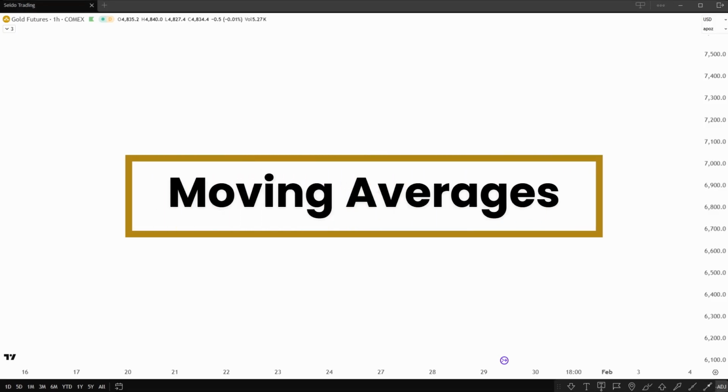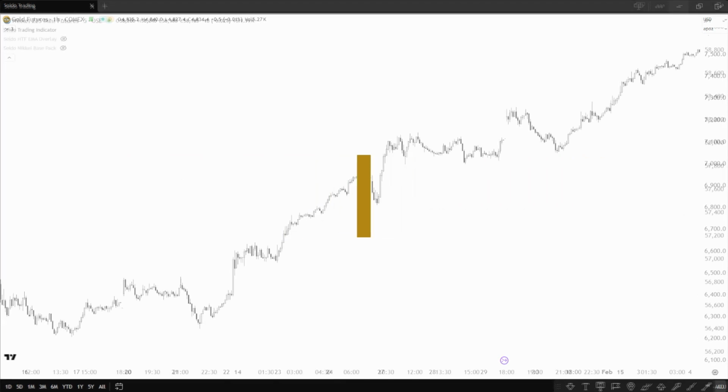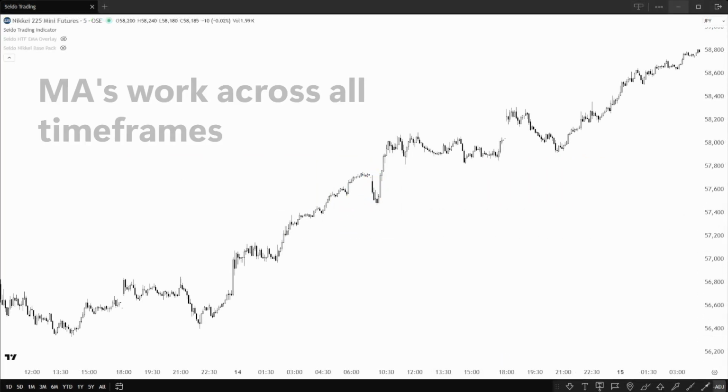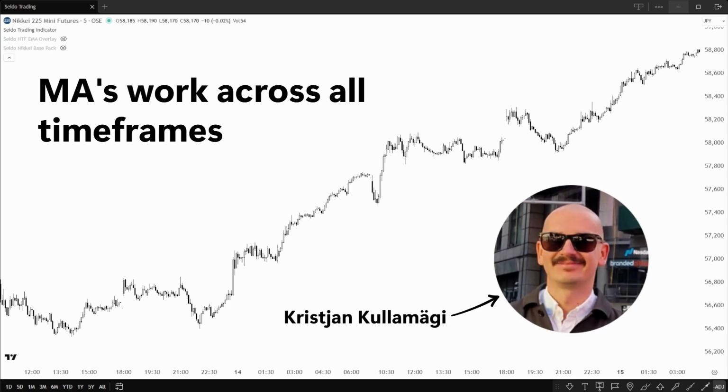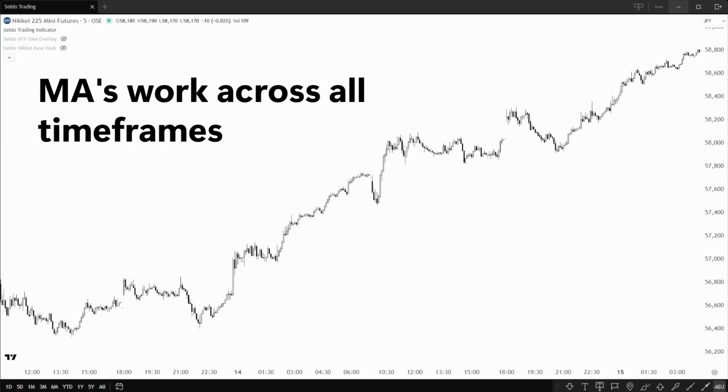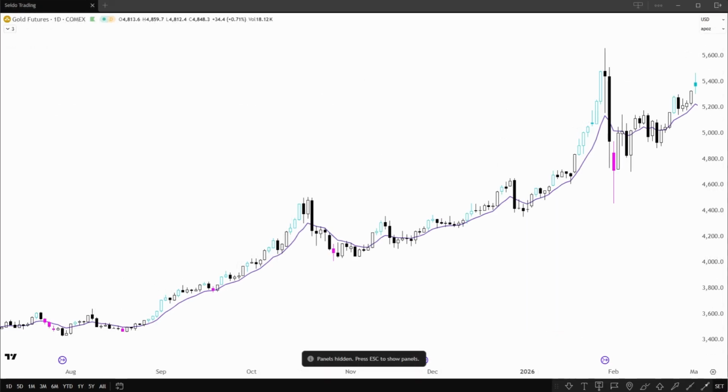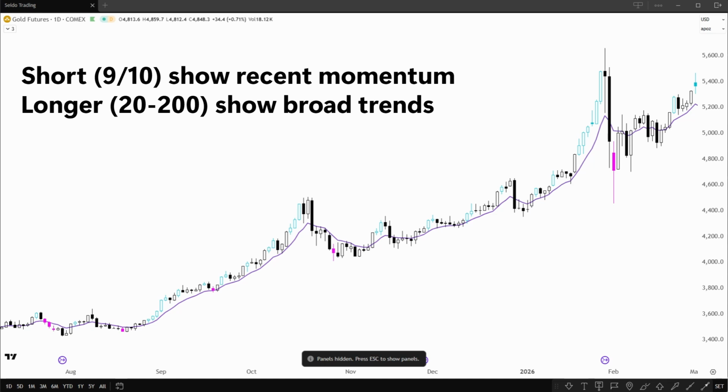Moving averages are just a tool that traders use. They work across all time frames, from 1-minute charts to daily, weekly, even monthly charts. And some of the most profitable traders have built strategies using just moving averages. Traders use shorter period moving averages like a 9 or a 10 to highlight strong momentum and catch short-term trends.